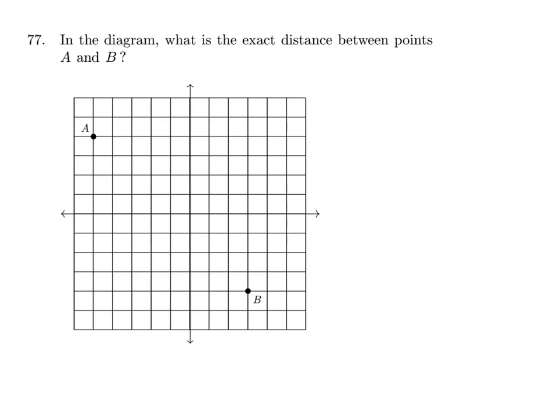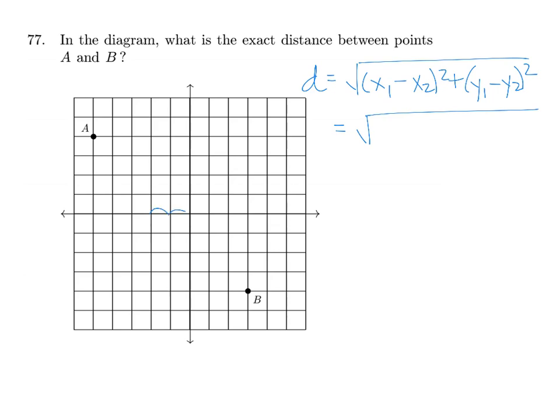All right, in the diagram, what is the exact distance between points A and B? Okay, so I need to use the distance formula. x1 minus x2 squared plus y1 minus y2 squared. All right, so go back 5 units and go up 4. I'm going to go to the right 3 units. I'm going to go down 4 units.